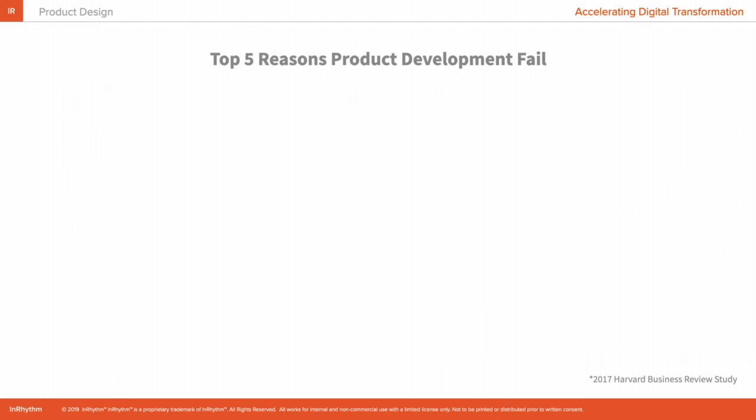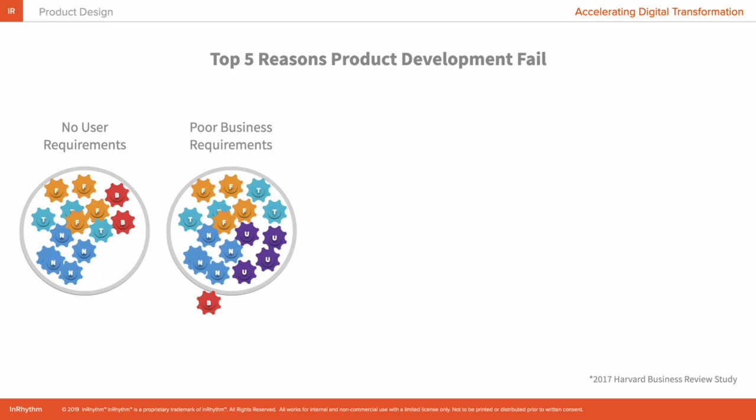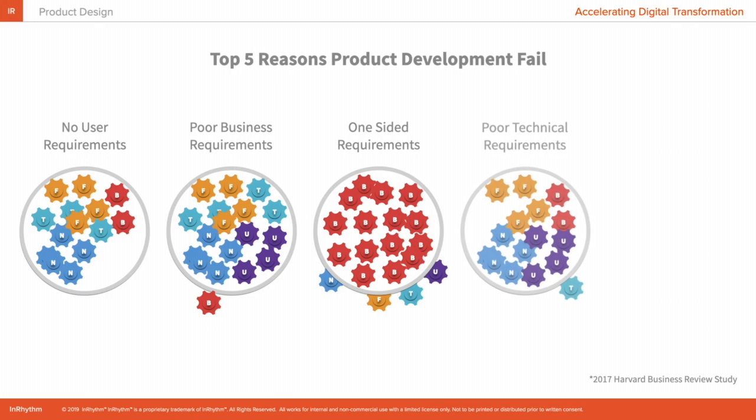In a recent study, it was shown that the top 5 reasons product developments fail are all directly related to how they gather requirements. They found that when you do not speak to your user, this sets you up for failure. If you gather poor business requirements, then things are going to be tough. One-sided requirements, such as only focusing on business requirements, create so many problems. Poor technical requirements are a recipe for disaster. But what was most surprising was that many organizations don't even have a formal plan for gathering requirements at all.